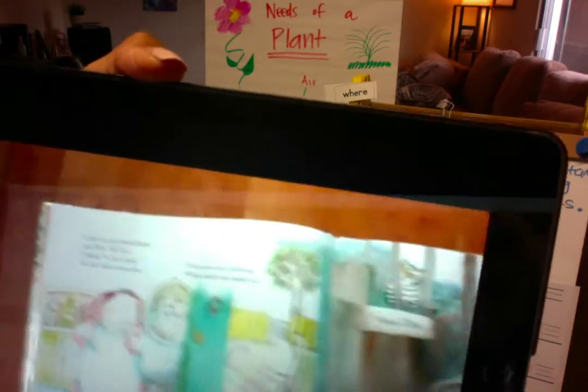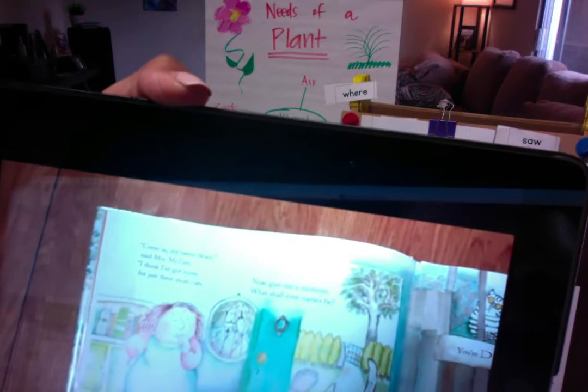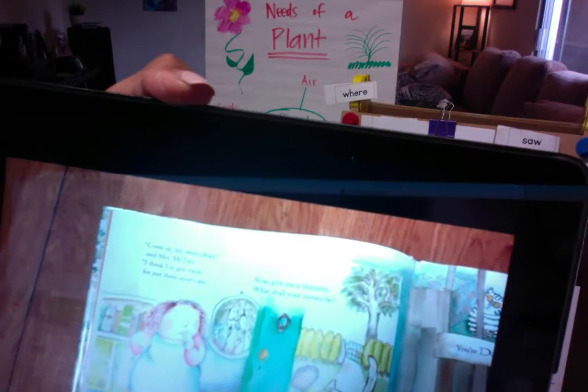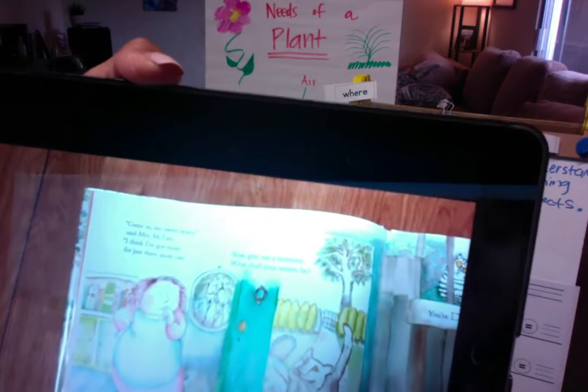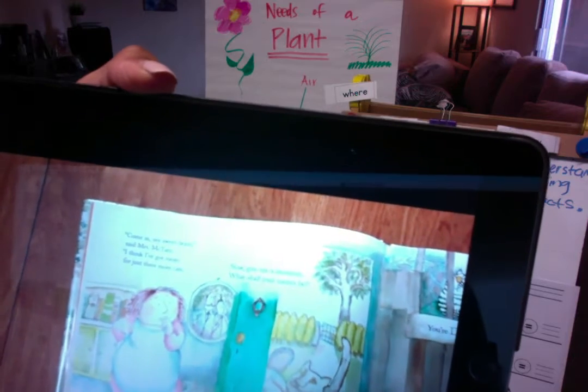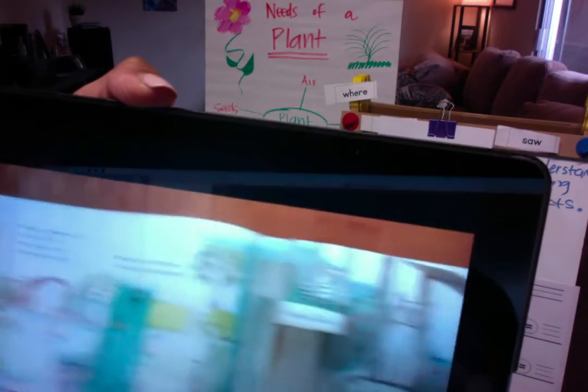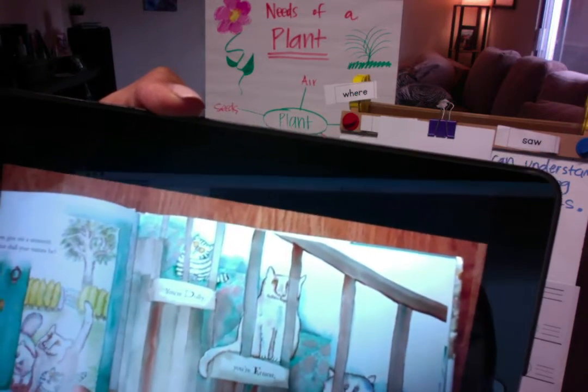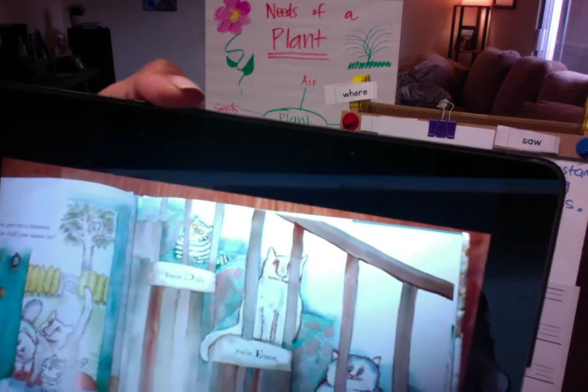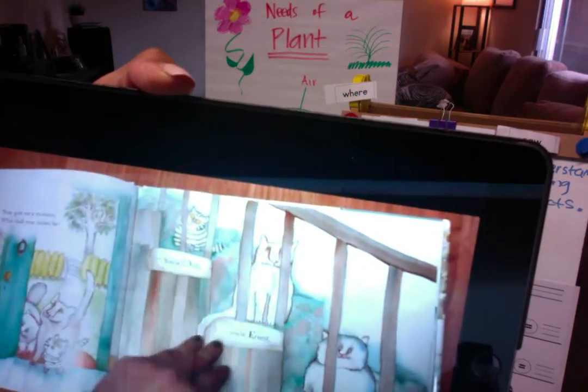Let's find out. Come in, my sweet dears, said Mrs. McTatt. I think I've got room for just 3 more cats. Now give me a moment. What shall your names be? Your Dolly, your Ernest, and Fuzzy makes 3.